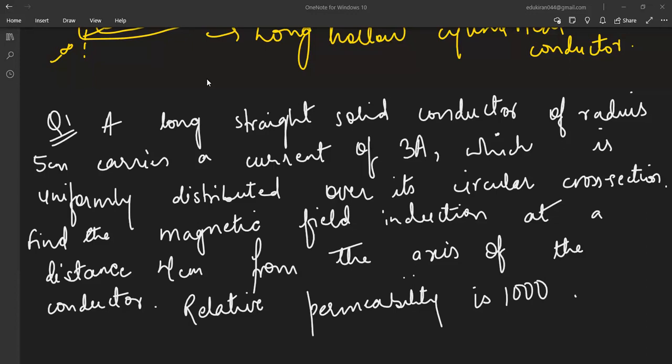We should apply B is equal to mu r mu naught I by 2 pi r. Yes, you will multiply mu naught with mu r, correct. Let me tell you. It says that a long straight solid conductor of radius 5 centimeter carries a current of 3 amperes, which is uniformly distributed over its circular cross section. Find the magnetic field induction at a distance 4 centimeter from the axis.